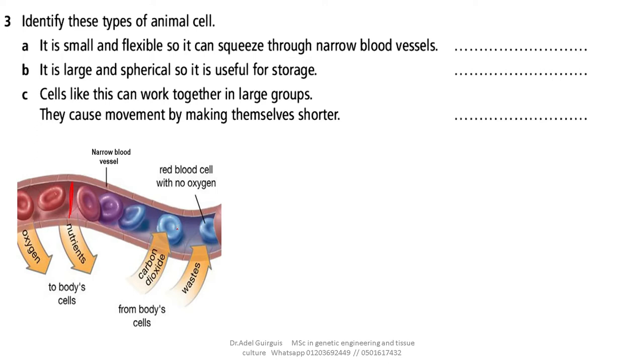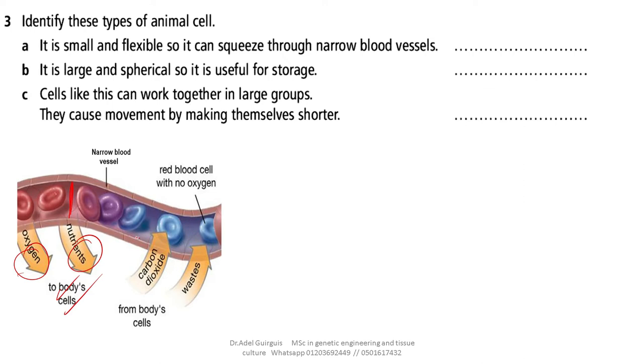This fingertip is filled with a lot of blood capillaries. Blood capillaries pass red blood cells to reach all your body cells, your fingertips, your toes at the feet. Also red blood cells reach these areas. Why? To deliver what? Oxygen and nutrients. Look, oxygen and nutrients to all body cells.